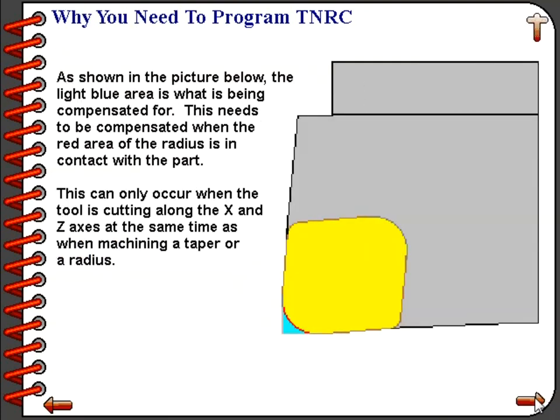To help you see this a little bit more clearly, look closely at this diagram. You will see that there's a blue shaded area coming from the theoretical sharp point of the tool back towards the radius of the insert. That is what tool nose radius compensation is actually compensating for. At any time that the tool is cutting along that red line on the insert, that is when tool nose radius compensation kicks in and modifies our programmed tool path. This can actually only occur when the tool is cutting along the X and Z axes at the same time.